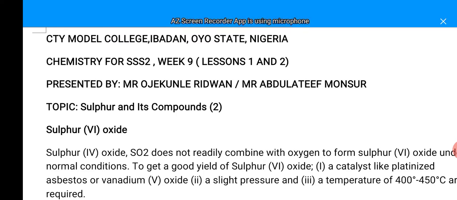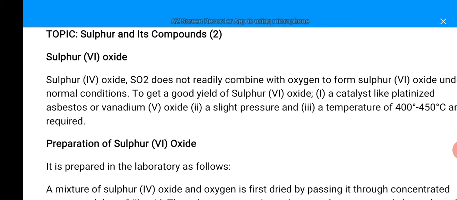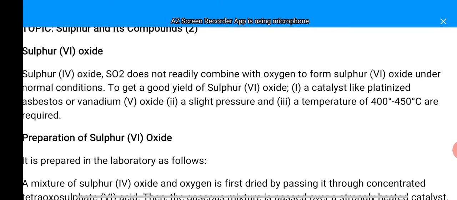Under normal conditions, sulfur 4 oxide, that is SO2, doesn't readily combine with oxygen to form sulfur 6 oxide. It is actually used to form sulfur 6 oxide, but you cannot just take SO2 and O2 and form sulfur 6 oxide like that. No. That is why we say that under normal conditions, it doesn't combine. But if you want a very good yield of this compound, there are some conditions you need to take into consideration. First and foremost, a catalyst like platinized asbestos or vanadium 5 oxide. You make sure the reaction takes place under a slight pressure, and a temperature of 400 to 450 degrees Celsius is required.